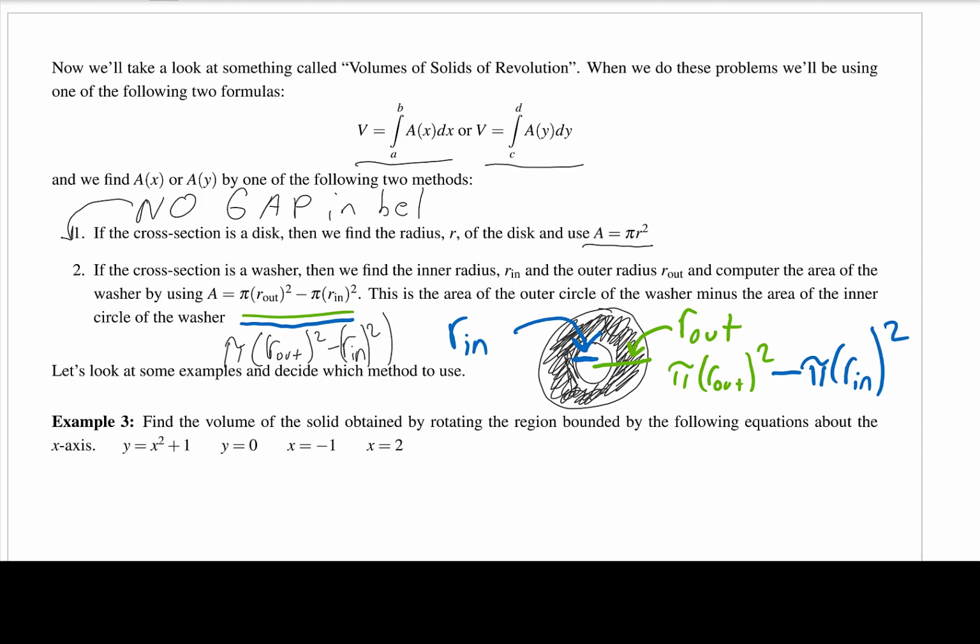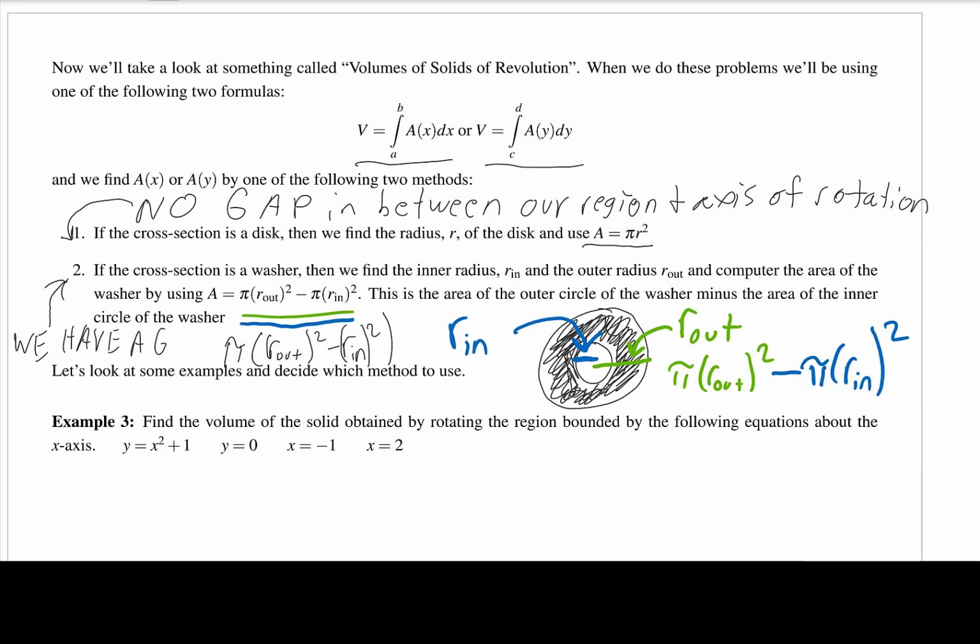in between our region and the axis of rotation. Similarly, number 2, the washer method is when we have a gap between our region and axis of rotation.